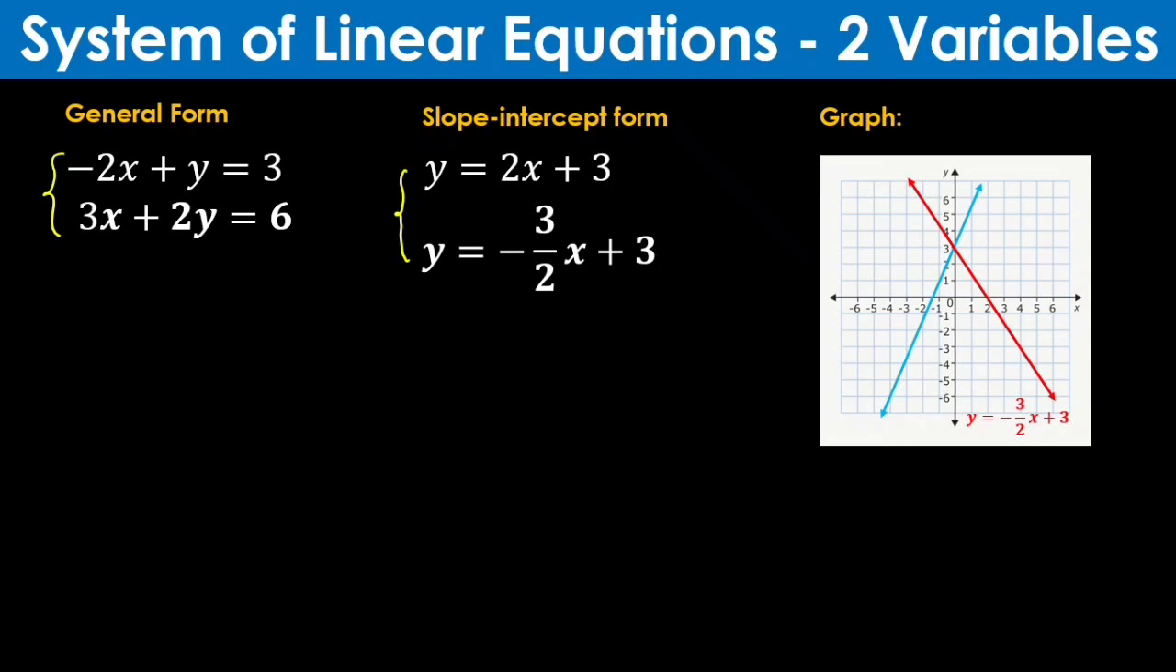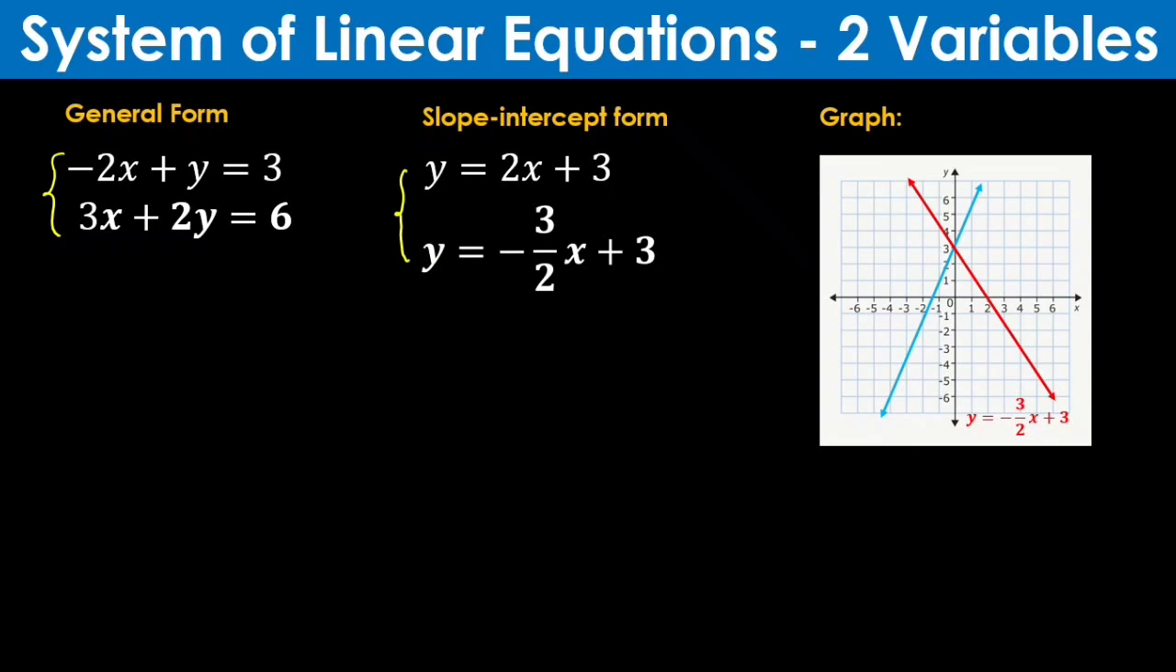And each equation here is in general form where the constant is on the right side, and in this type of system each equation is in slope intercept form. Sometimes they're a mix of the two.